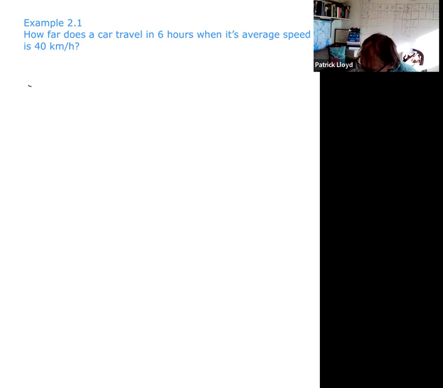Okay, so the idea is that speed is the distance that you travel over the amount of time that it takes to travel that distance. In this case, we're given the time, right? 6 hours, that's the unit of time. So this is time right here. And we're given the average speed. That's our speed right there.